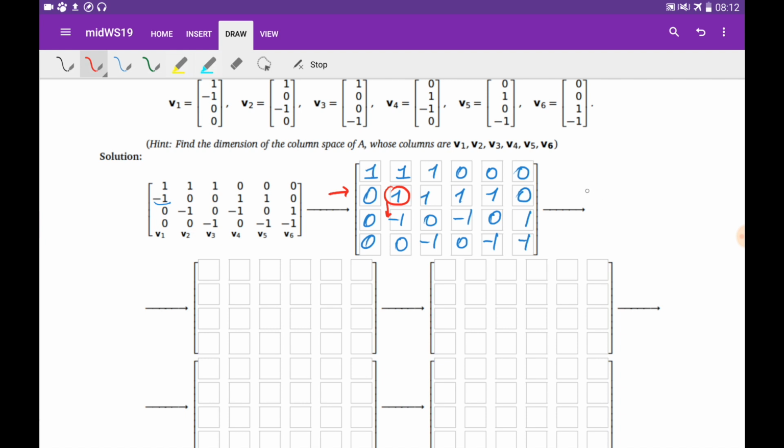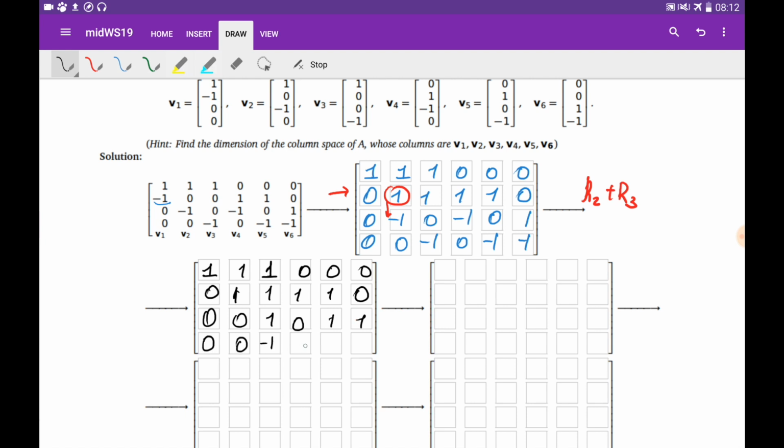We can do this by multiplying the second row by minus 1 and adding this to the third row. So we are not going to change the first row, and we're not going to change the second row. We multiply all the entries on the second row by, not minus 1, so simply 1, sorry, simply 1, and add this to the third row. It's going to be 0, 0, 1, 0, 1, 1. And I copy the last row as it is.